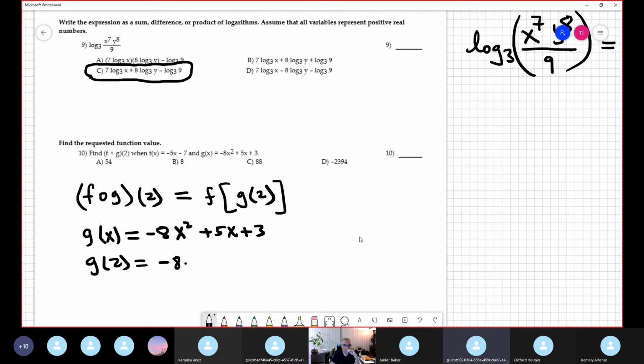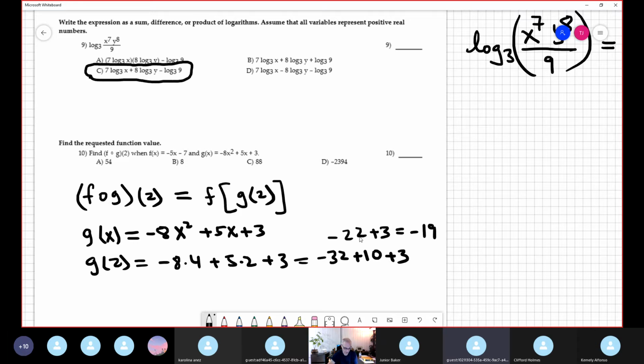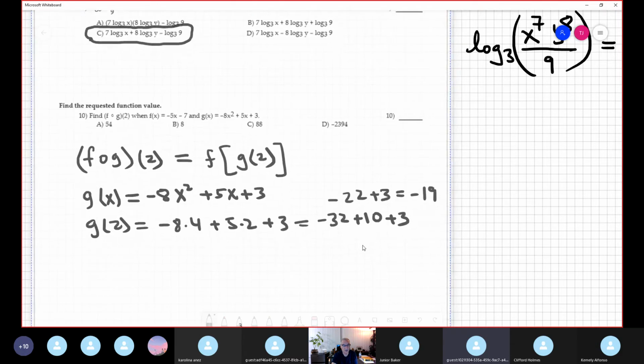Minus 8 times 2 squared, which is 4, plus 5 times 2, which gets 10, plus 3. This is negative 32, plus 10, plus 3. This and this together is negative 22, no? Negative 22 plus 3 is negative 19, I guess so. Negative 19. Let me check it on my calculator. Yeah, negative 22 plus 3 is negative 19. And negative 19, you substitute in f now.